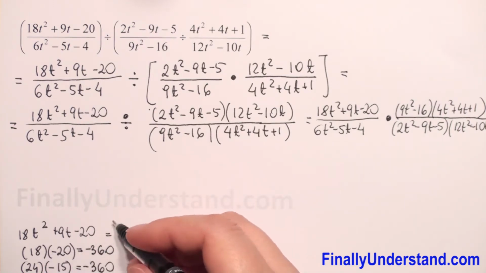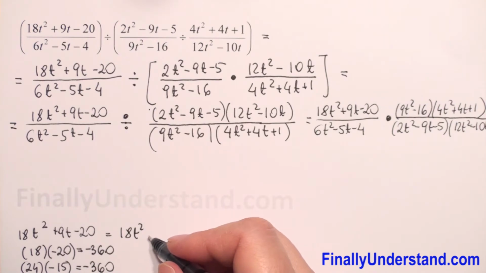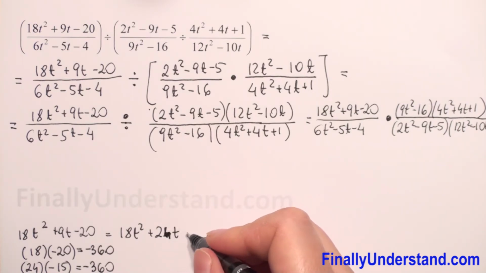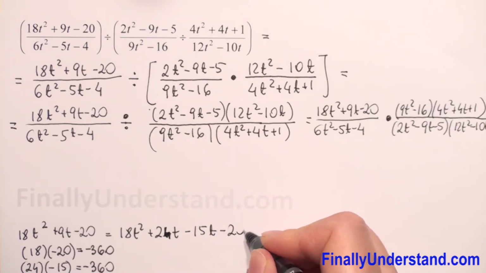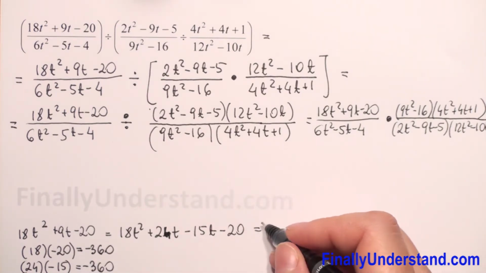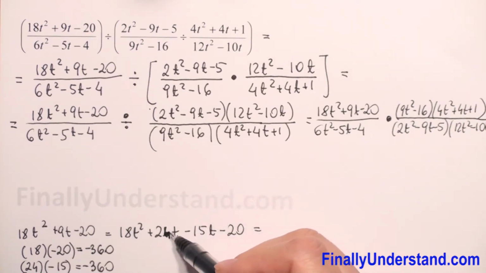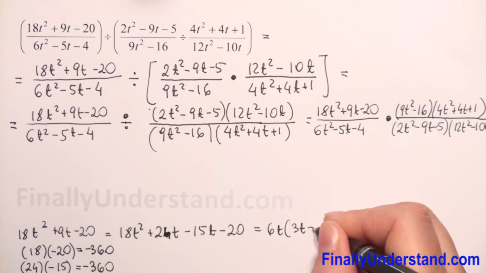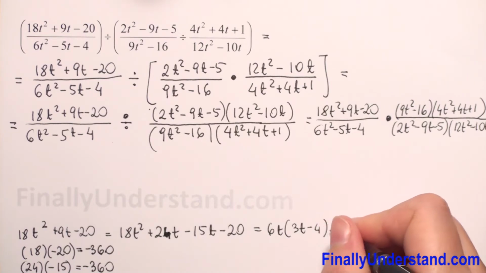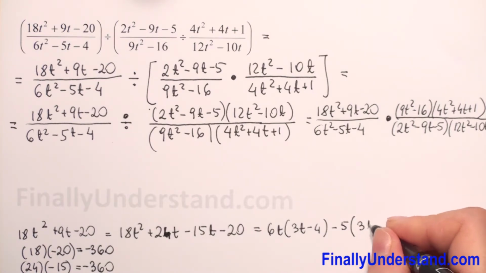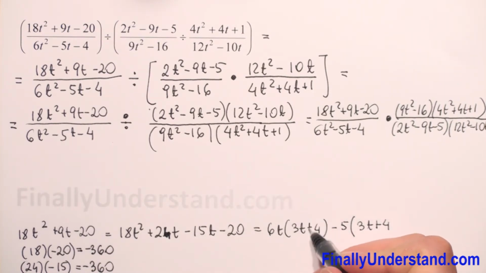So now we can rewrite our trinomial. 18t squared we can copy, and 9t we will rewrite that this is 24 of course t minus 15t, and we have to copy negative 20. We still have the same expression inside because 24t minus 15t is 9t. Now we can factorize from these two first parentheses 6t, so it will be 3t minus 4, and from the last two expressions will be negative 5, and in parentheses will be 3t minus 4, of course plus, and of course I have positive 24, so here I should have plus 4.